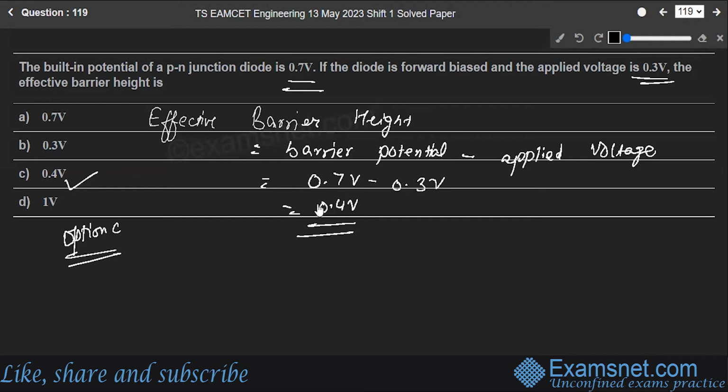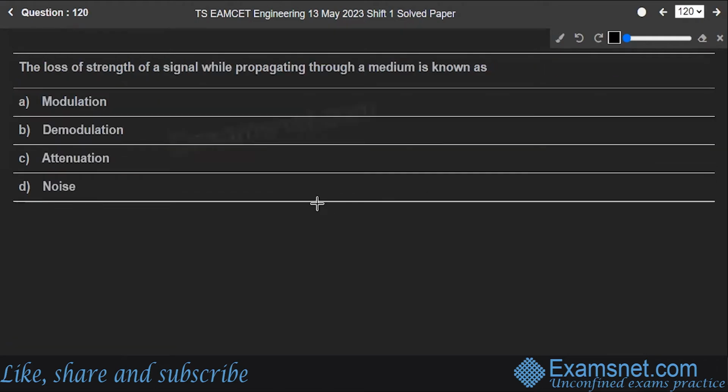Hope you got that. And with that, let's move to the last question of the paper. The loss of strength of a signal while propagating through a medium is known as. See, the loss of strength of a signal while propagating through a medium is known as attenuation. The right answer is option C.